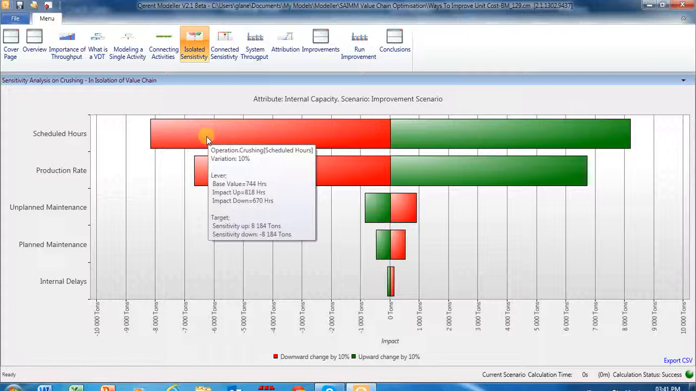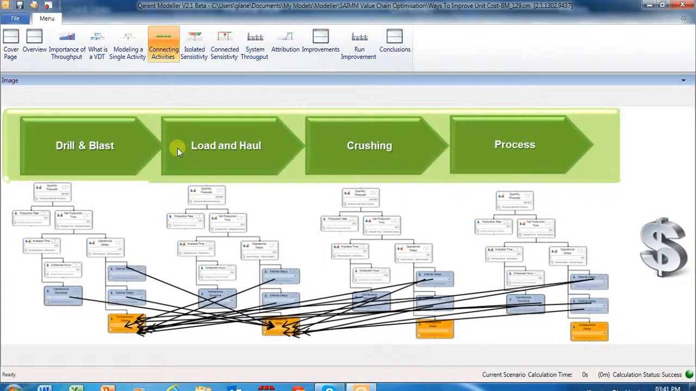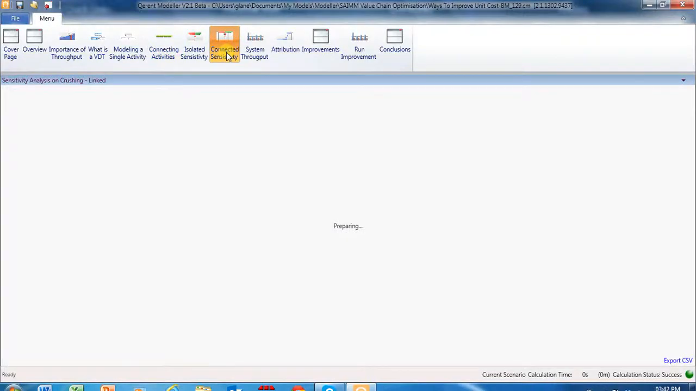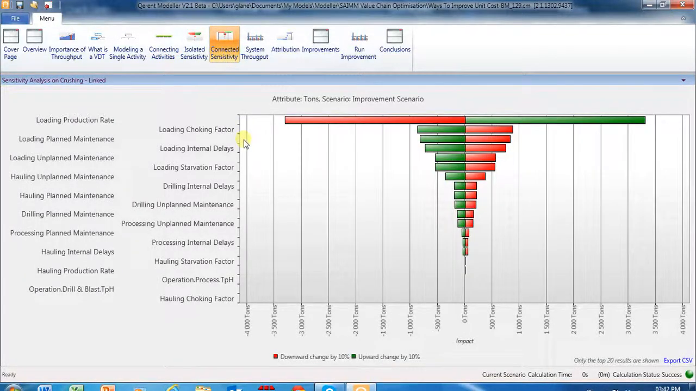But now, what if we did the same analysis, not within one activity, crushing? Let's pay respect to all of the activities and do that same sensitivity analysis across the whole model. Let's understand the biggest impact variable on the crushing throughput. So we do the same sensitivity analysis, and now very, very interesting. What's the biggest lever, value lever, with a 10% impact that can improve the crushing throughput? Number one, loading production rate.